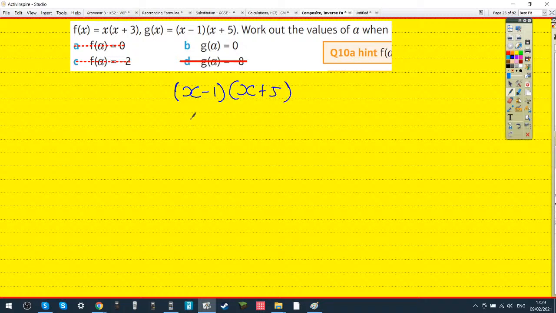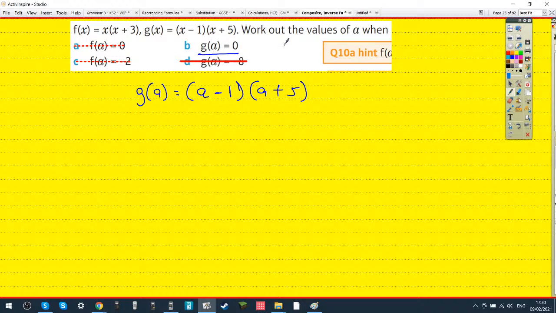So first you need to do both of the insides. X is replaced with A. So A minus 1 and then A plus 5. Yeah. And it says, so that's the G of A, and it tells us the G of A is equal to 0.